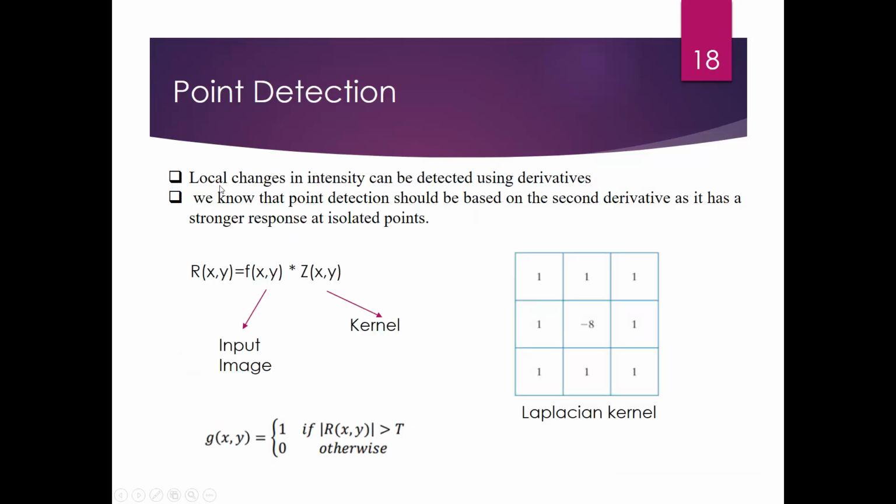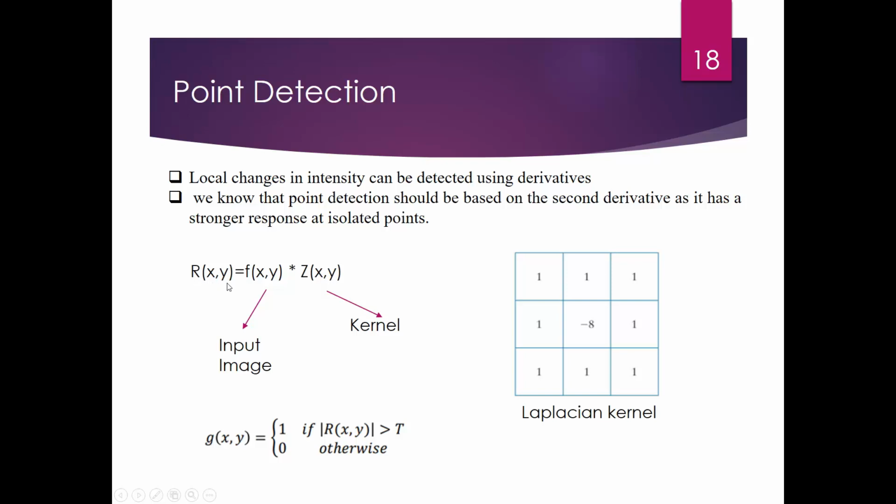As you know, local changes in intensity can be detected using derivatives. We know that point detection should be based on the second derivative, as it has a stronger response at isolated points. So this one corresponds to a Laplacian kernel. Now we are going to run this Laplacian kernel over an input image. So f of x comma y is convolved with this Laplacian kernel, and finally we get a processed image denoted by r of x comma y.